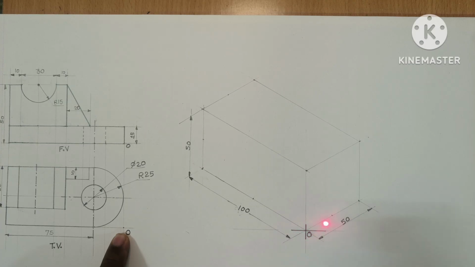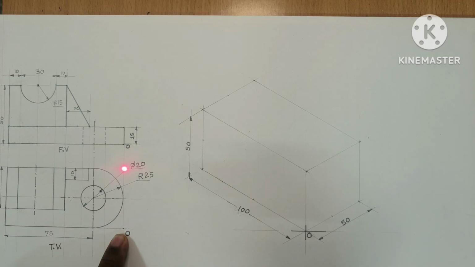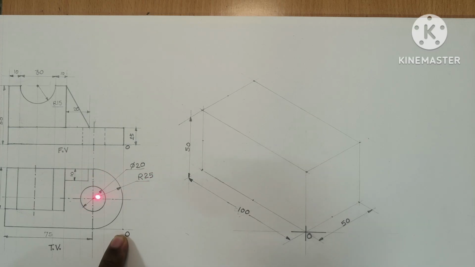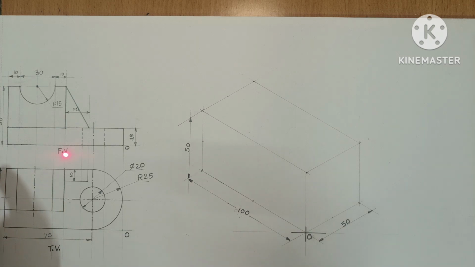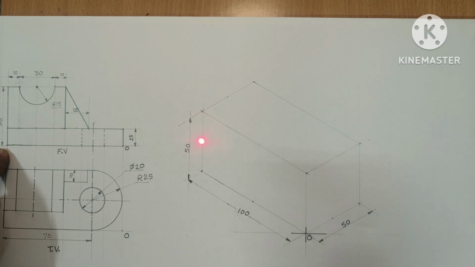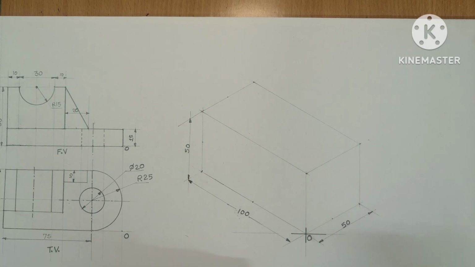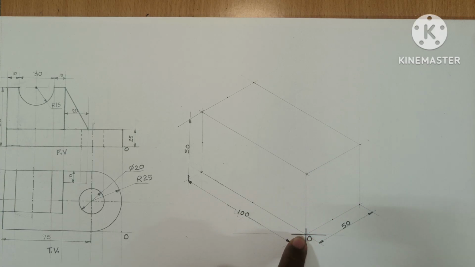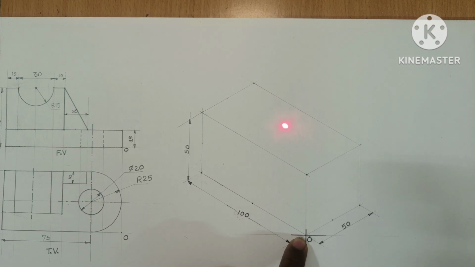Then from O point towards the right, that is from this O point towards this direction, the distance is R25. R25 means this total distance is 50. And in the front view, from this point to this point the distance is 50, means the height is 50. Hence I have constructed the isometric right hand side view plane, then isometric front view plane and isometric top plane. Okay, let us see the problem.